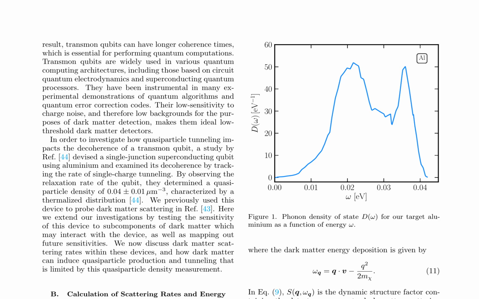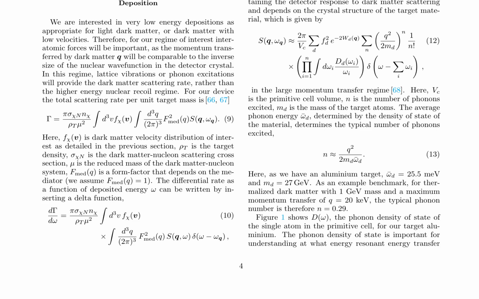The calculation of scattering rates and energy deposition is detailed, focusing on very low energy depositions appropriate for light dark matter or low velocity dark matter. Interatomic forces are important in this regime, with lattice vibrations or phonon excitations providing the dark matter scattering rate. The total scattering rate per unit target mass is calculated, taking into account the dark matter velocity distribution, target density, dark matter nucleon scattering cross-section, reduced mass of the dark matter nucleon system, and the dynamic structure factor.